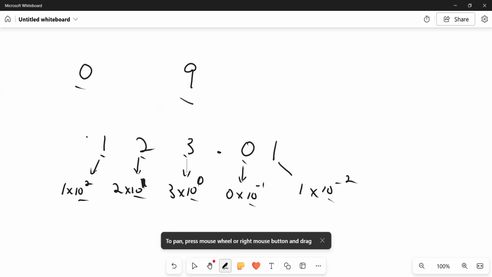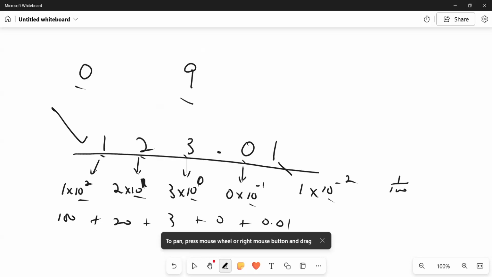And if you want the value of this number, you have to add up all of this. Work them out. So this is 100 plus 20 plus 3 plus 0 plus 1 multiplied by 1 over 100, which is 0.01, and you add all of them up and you get that back, right? That's the decimal system, where every digit has a place value that is a power of 10, depending on where it is in a number.